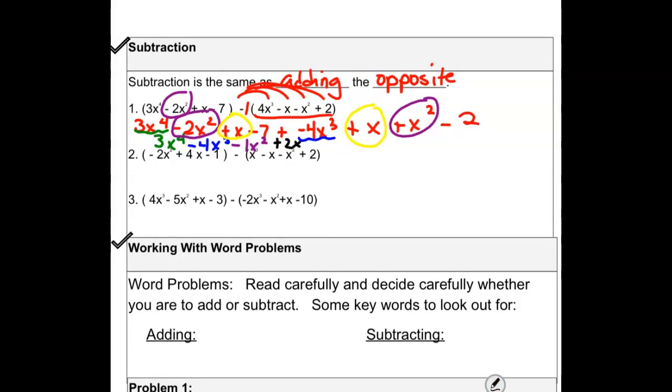All right, and then last, we have some constants. We have a -7 here and a -2. Those add up to what? Okay. So final answer would be 3x to the 4th minus 4x cubed minus an x squared plus 2x minus 9. Okay? All right.